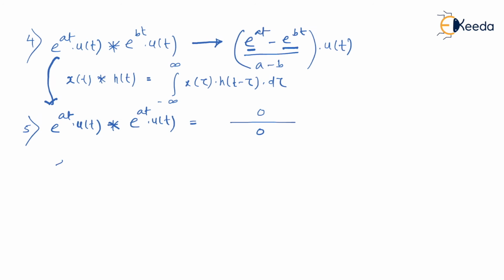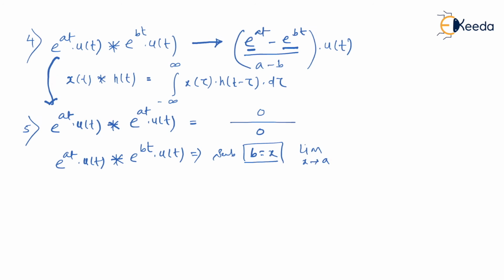So what I'll do is this: e to the power at dot u of t convolved with e to the power bt dot u of t. For this I'll substitute b equal to x. So I'll take the help of a third variable x, where I would define my x tending to a. So this is going to solve my problem. So what I'll do now, this is equal to, that is question number 5's result equal to, that is e to the power at dot u of t when convolved with e to the power at u of t.